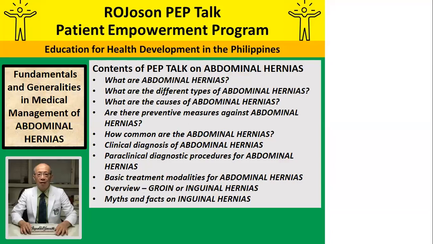The contents of this pep talk on abdominal hernias will be the following. What are abdominal hernias? Different types, different causes. Are there preventive measures against abdominal hernias? How common? Clinical diagnosis, paraclinical diagnostic procedures, basic treatment modalities for abdominal hernias, and then I will have an overview on the groin and inguinal hernias, as these are the most common abdominal hernias. Then I will present some myth and fact on inguinal hernias.